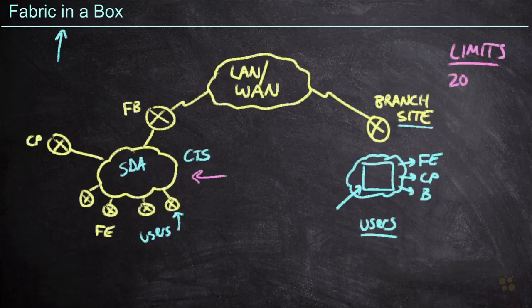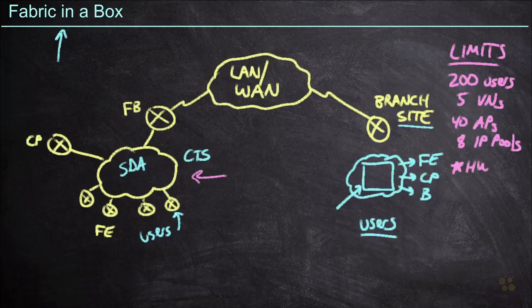First of all, at a max, we can support 200 users on this solution. Second of all, we need 5 or fewer virtual networks to be pushed to that location. Third, we can only support up to 40 access points. And lastly, we can only support 8 IP address pools. Now, these are general guidelines given to us by Cisco, but these limits could actually get more restrictive depending on the hardware that we deploy to the location. So we always need to check the data sheet for the hardware we're deploying in order to make sure that these limitations still apply as we think they do.